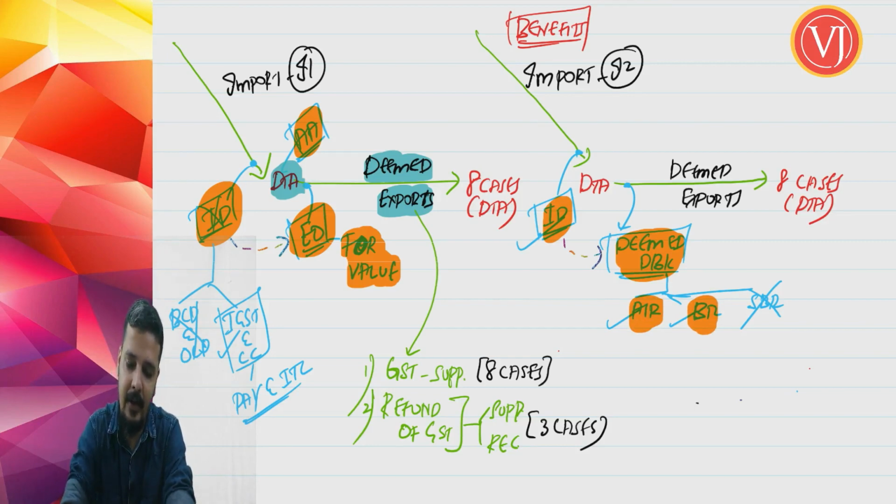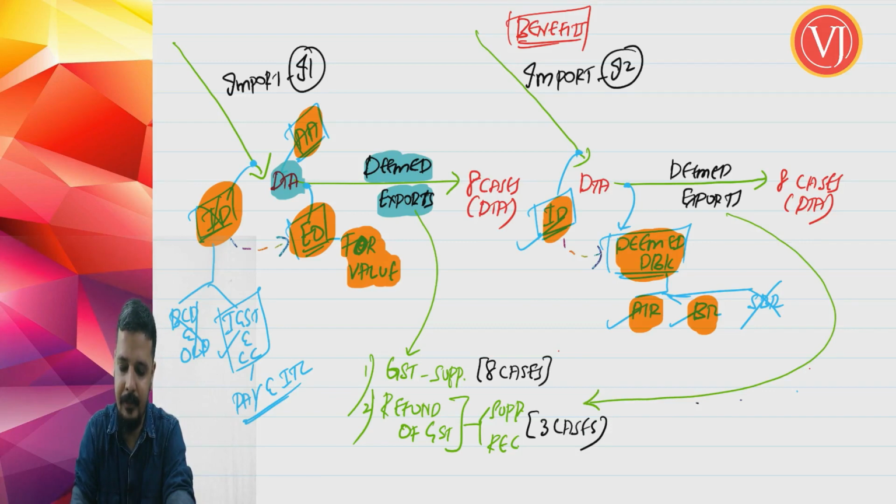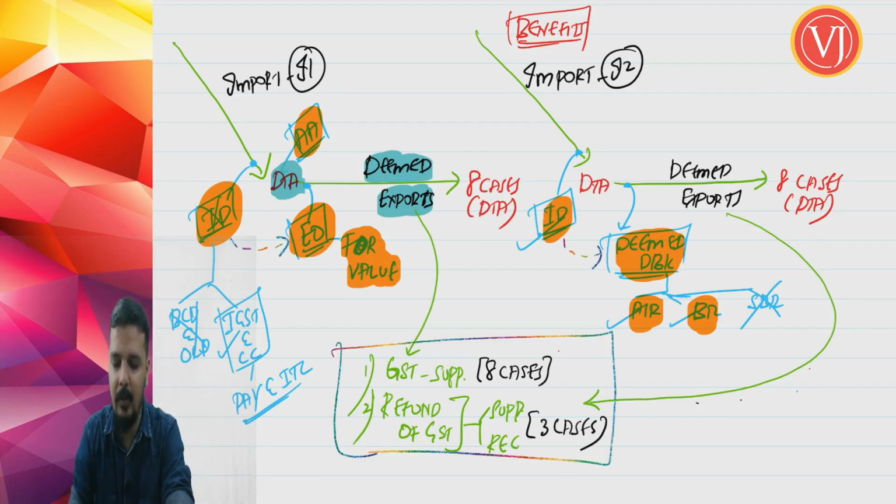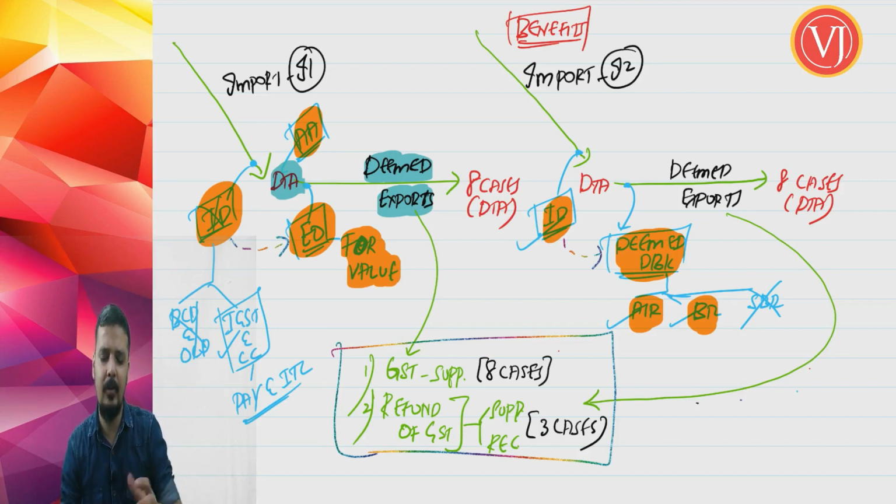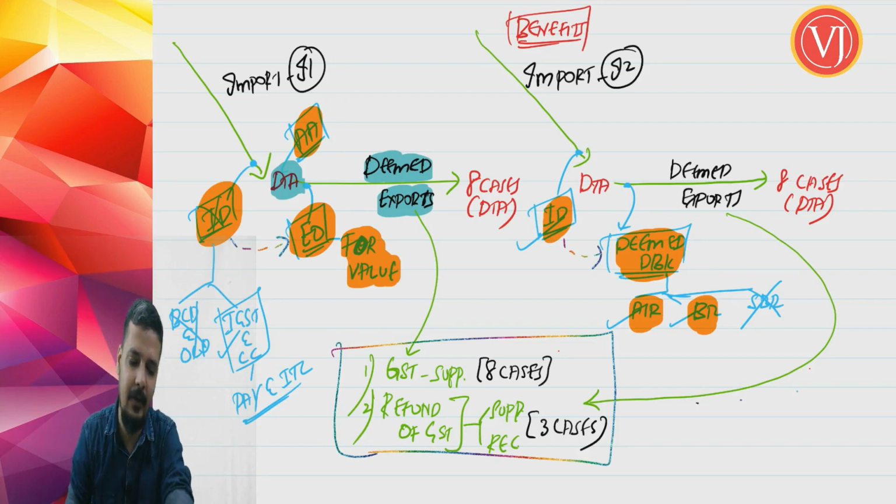And as far as your transaction with respect to GST is concerned, the same thing will hold good, which means that this transaction will also, deemed exports will always attract GST. GST will be paid by the supplier in all the 8 cases of deemed exports, and a refund of GST will be there by supplier or recipient only in the first 3 cases of your deemed export. So that will be true. So that is all to do with your GST. Let us not focus on GST for the time being.